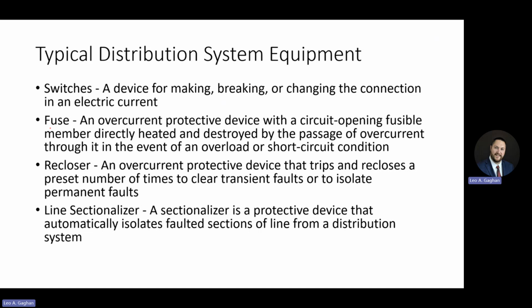Trip savers are starting to become fairly popular. You can think of it as almost a combination of a fuse and a recloser, something that's meant to have the physical footprint of a fuse, but kind of the ability to interrupt like a recloser. They're getting pretty popular.